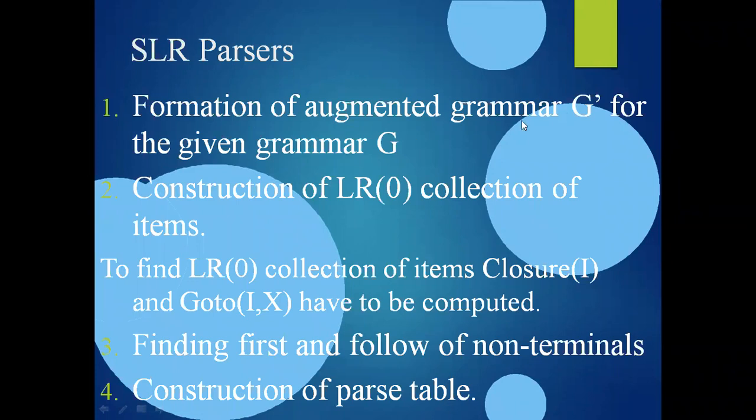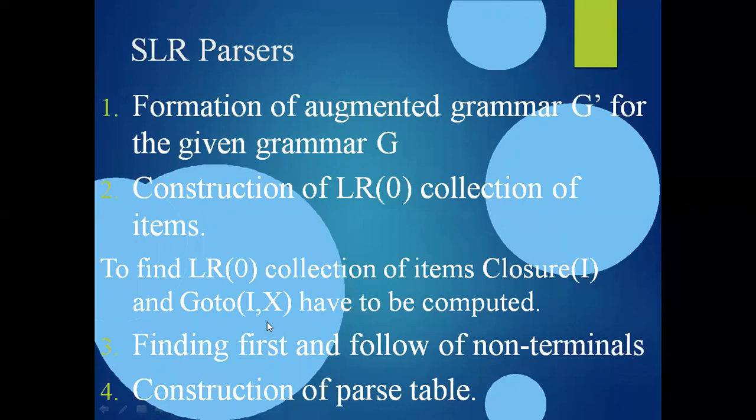And formation of augmented grammar. Initially, we need to define the augmented grammar from the given grammar. The representation is with a G dash for the given grammar G, right? And the second step is we need to construct the LR(0) collection of items. That means here we're finding the LR(0) collection of items just by computing closure of I and goto function. These are the 2 functions we're computing here.